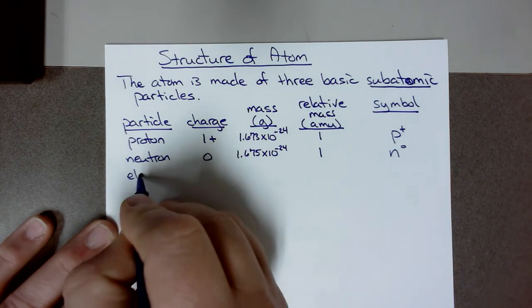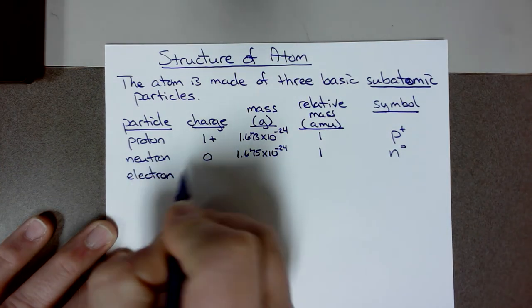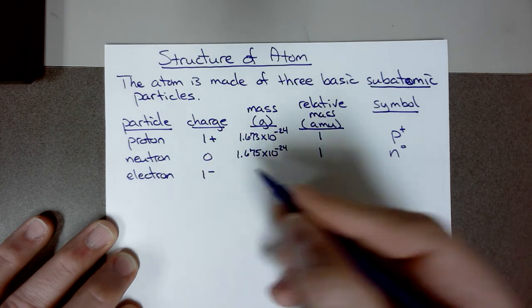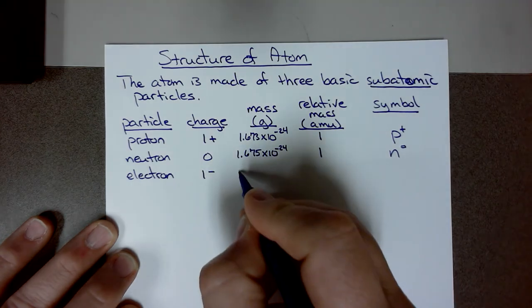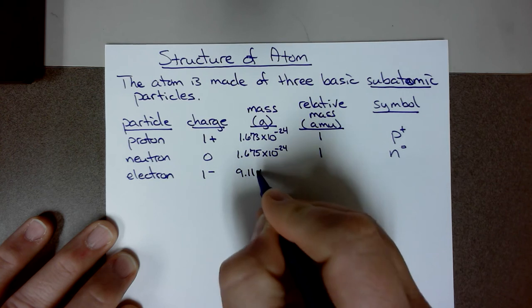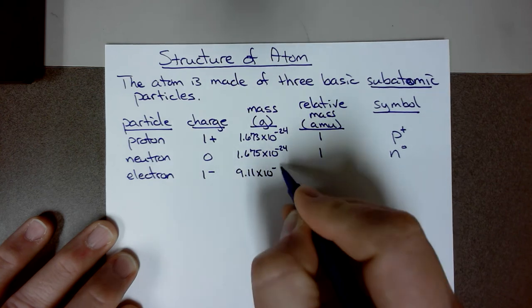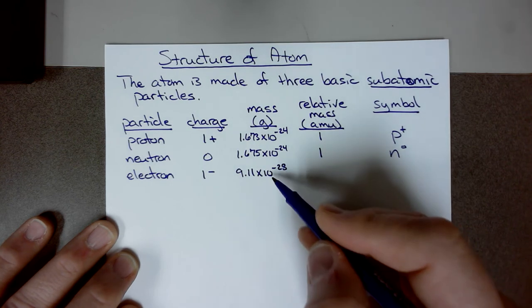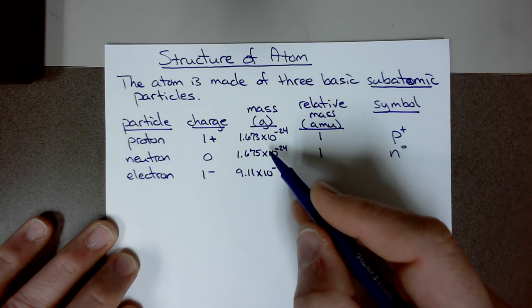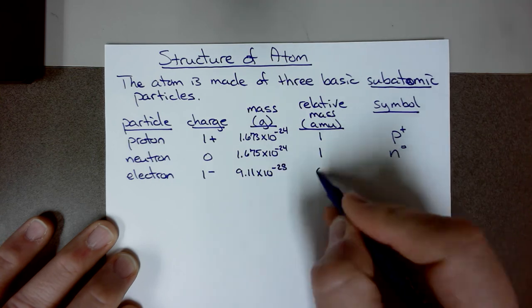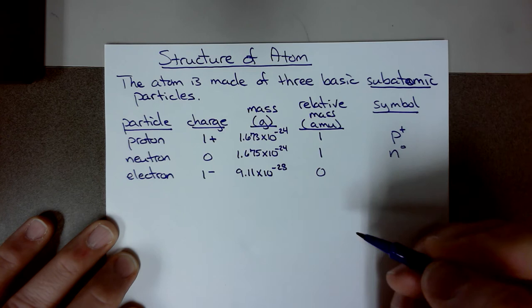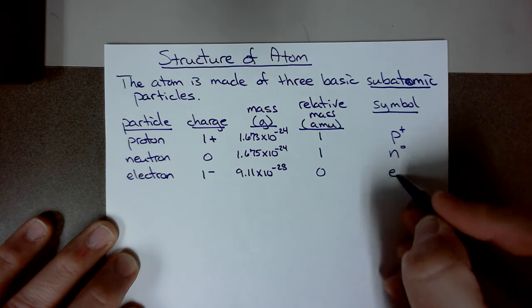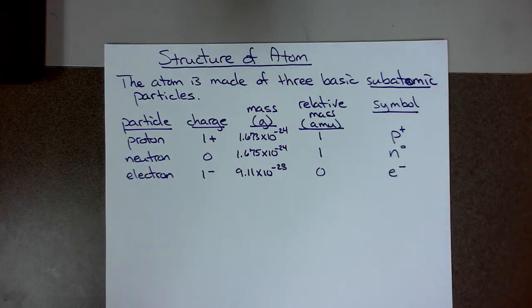And then we have the electron. And the electron has a negative 1 charge, and it has a mass of 9.11 times 10 to the negative 28 grams. Now, this is over 2,000 times smaller than these other two, so relative to the other two, they have 0 relative mass, or atomic mass units. And we'll write this as e minus. And the electrons are not found in the nucleus. They're found outside of the nucleus, orbiting, going around the nucleus.